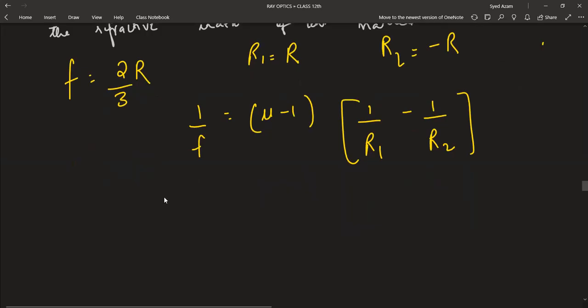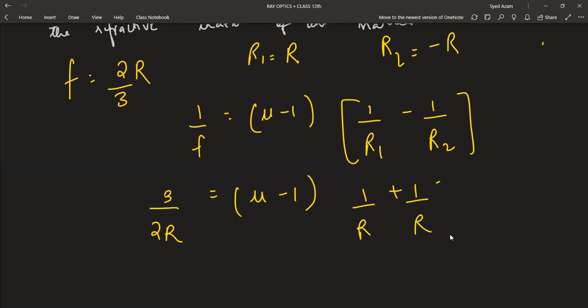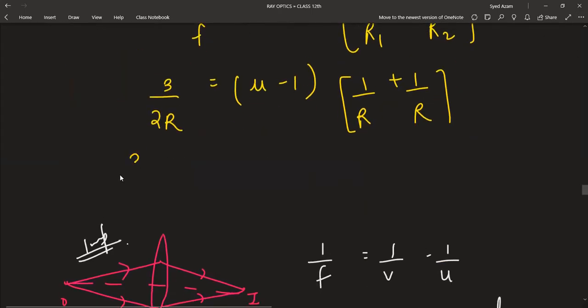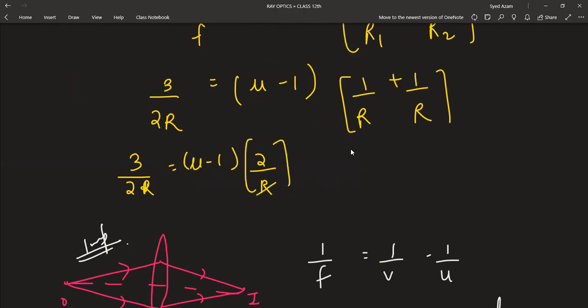Okay. So 3 by 2r will be equal to mu minus 1, 1 by r plus 1 by r. So this will be 3 by 2r is equal to mu minus 1 by 2 by r. R gets cancelled. 3 by 4 is equal to mu minus 1. Mu is equal to 7 by 4, which is equal to 1.75.